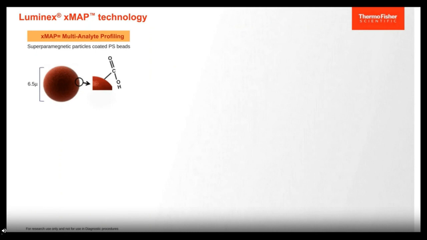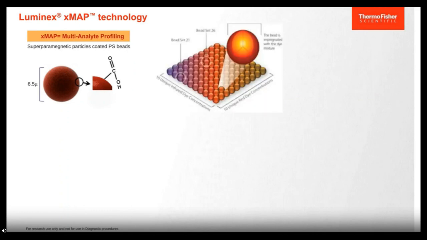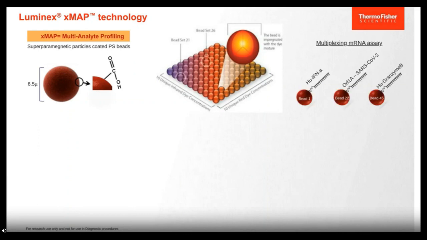Luminex xMAP technology is built on superparamagnetic particle-coated spherical microbeads. These beads carry carboxyl groups that can covalently bind with amide groups from antibodies, peptides, and nucleic acids. These beads are then filled with a specific proportion of red and far red dyes, giving rise to 100 different combinations of bead sets with a unique red to far red dye ratio. Each bead set, owing to its surface carboxyl chemistry, is coupled with target-specific capture probes and can be mixed together in a single reaction to perform multiplexed RNA or protein quantification.